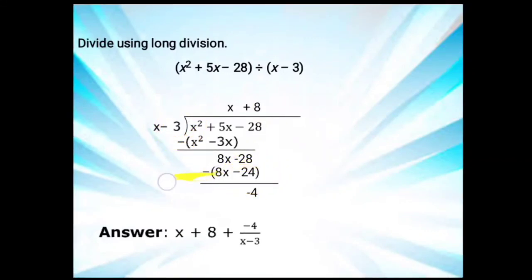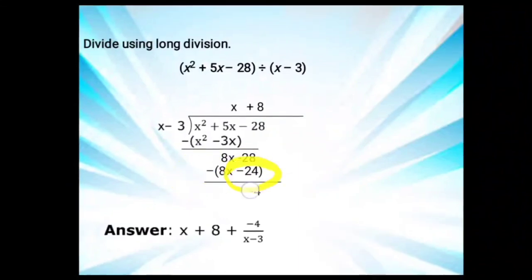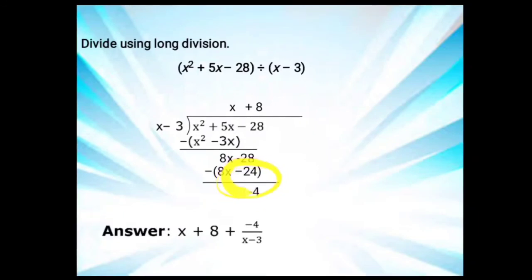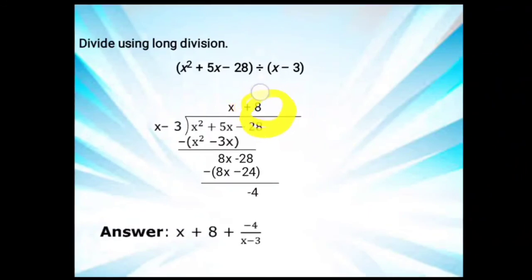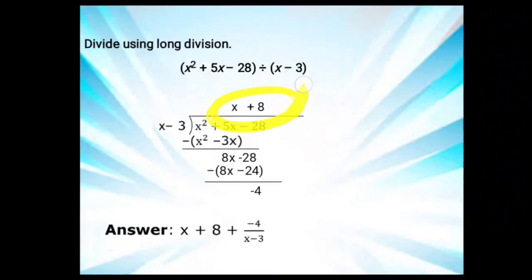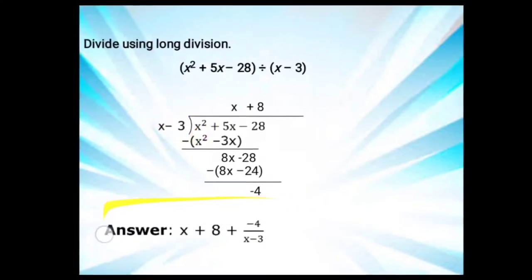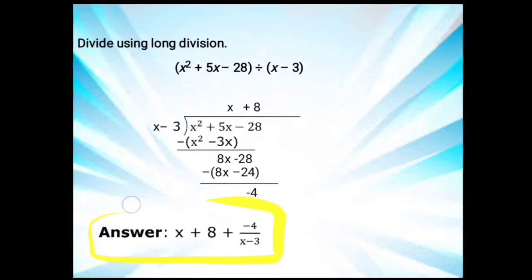Then proceed to subtraction. 8x minus 8x is 0. Then negative 28: keep, then proceed to addition, then positive 24. So negative 28 plus positive 24 is negative 4. So on our quotient, we have the constant. Therefore, we have to stop dividing. Our answer is x plus 8 plus negative 4 divided by x minus 3. That is our answer.